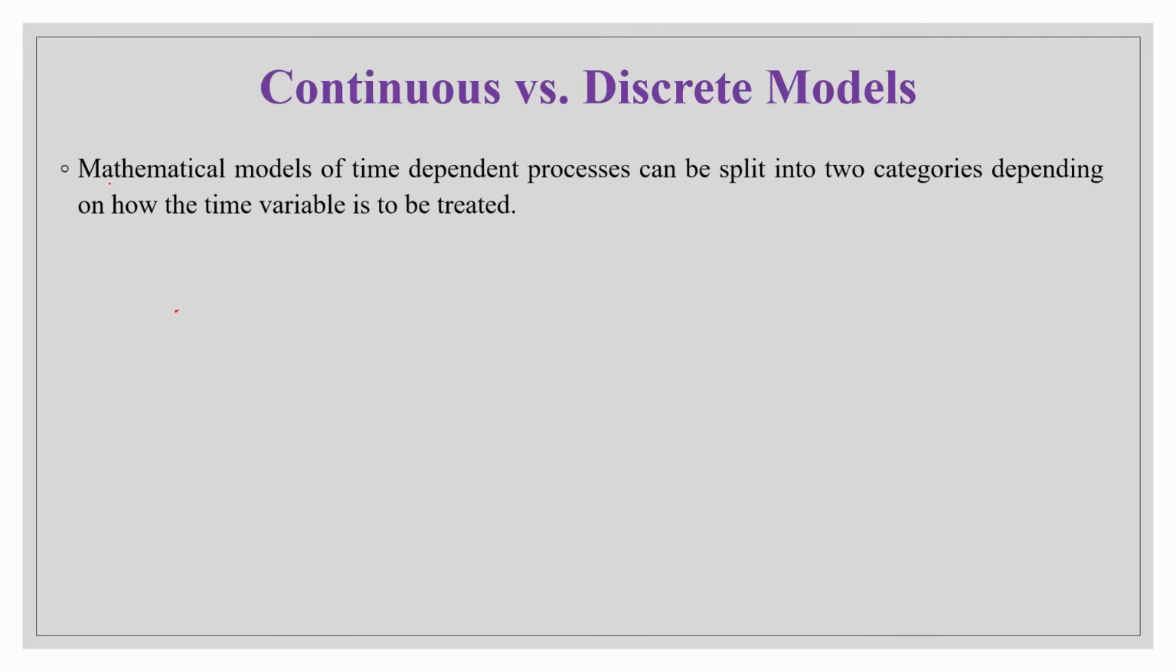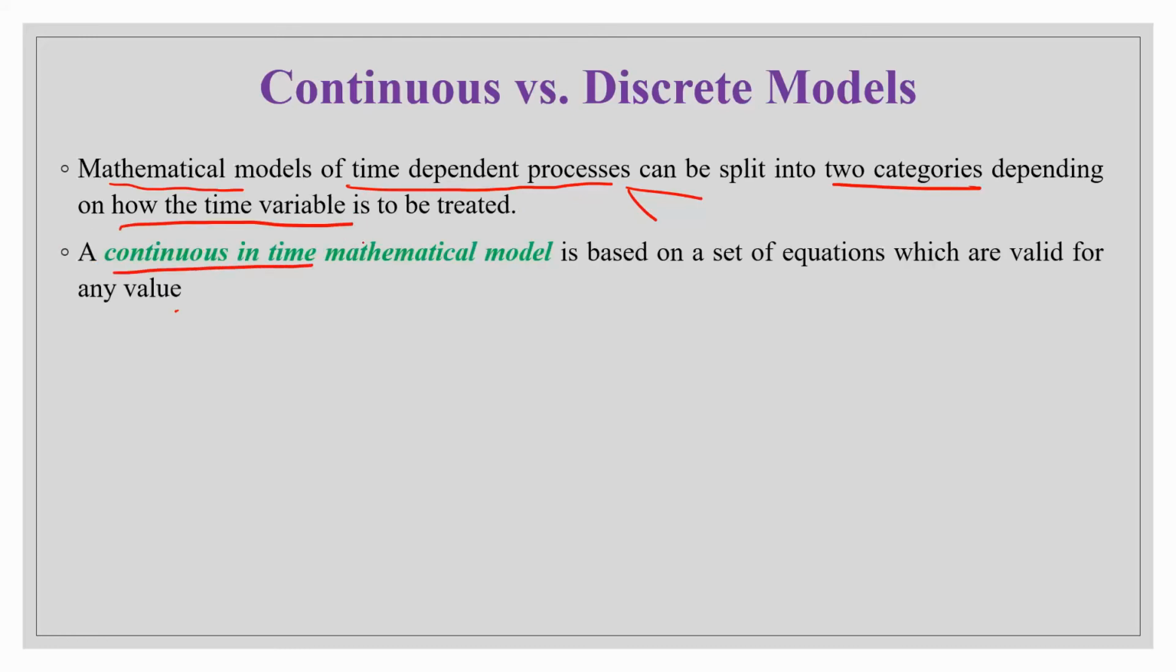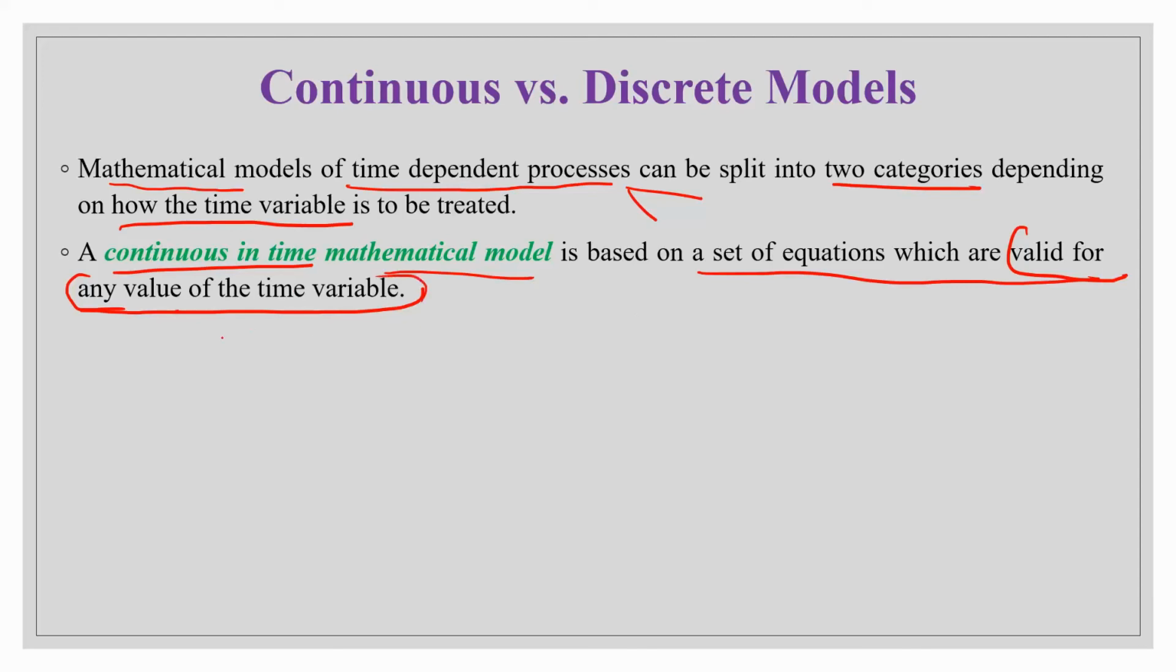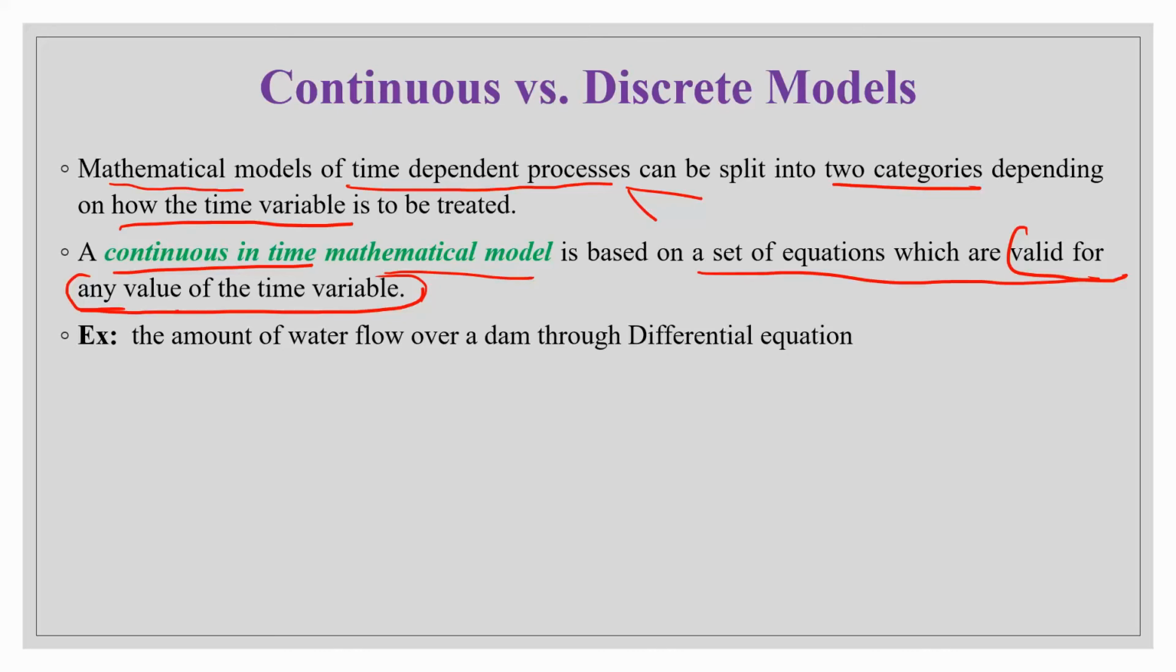A mathematical model of a time dependent process can be split into two categories, depending on how the time variable is to be treated. So in a continuous time mathematical model, it is based on a set of equations which are valid for any value of the time variable. So this is important, that this one is valid for any value of time variable. For example, if we want to model the amount of water flow through a dam through a differential equation, this is an example of a continuous model.